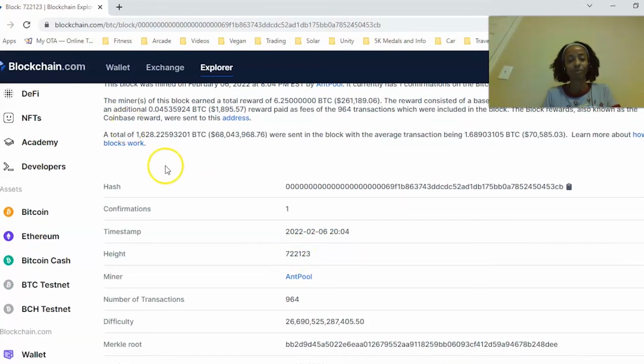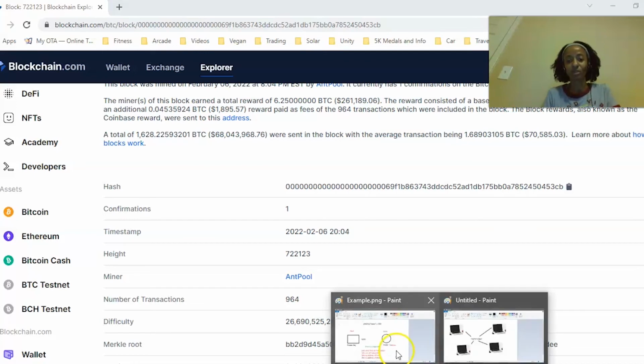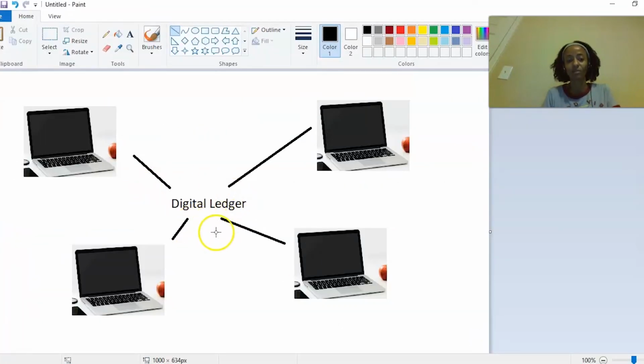And once it's verified, it was added to the blockchain as block number 722,123. So once all that information is verified, all of the computers will then update their digital ledger. They say, okay, it's verified, the transaction is good. Paul wants to send $100 to Mary. He has the money. Everybody looks good. This person's like, okay, I see it's verified, I accept it, I'm going to update my digital ledger. He's like, okay, I believe it too, I'm going to update my digital ledger. Then soon everybody will update their digital ledger.